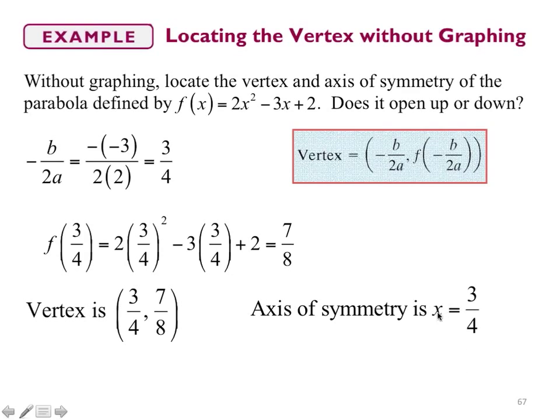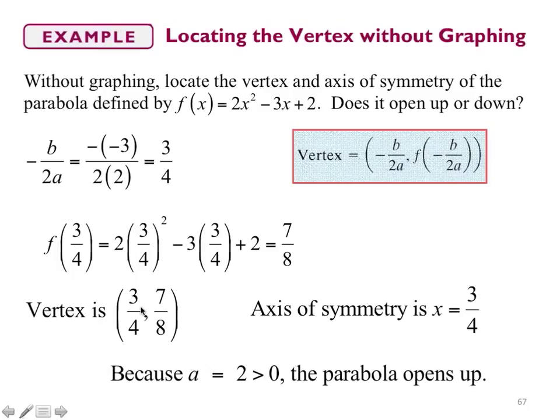The axis of symmetry is always x equals the x coordinate of your vertex. So it's x equals 3/4. And then this one is going to open up because you have a number that's greater than 0 here. If we had a negative number, then it would mean that it would open down.